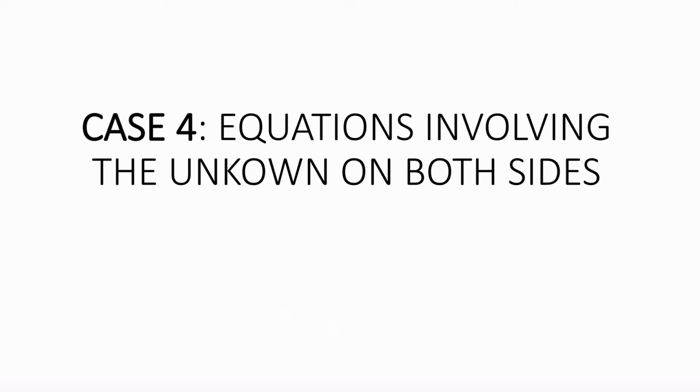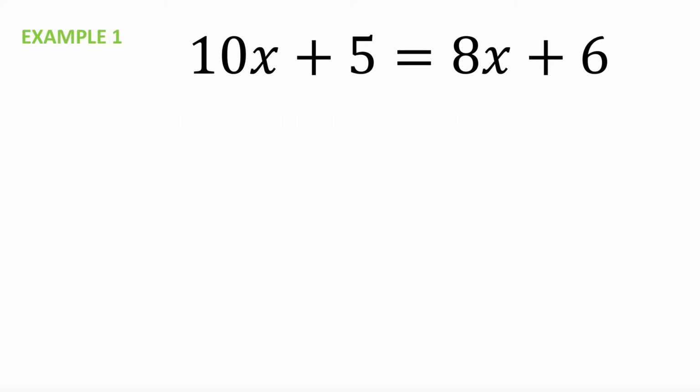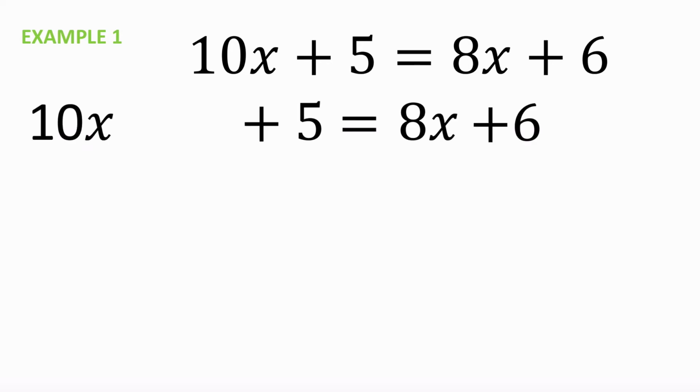Case 4. Equations involving the unknown on both sides. In this equation, we have the unknown on the left side and the unknown on the right side. To solve these types of problems, we need to bring all the unknowns on one side of the equation and bring everything else on the other side. In this case, we will try to bring all the unknowns on the left side of the equation.